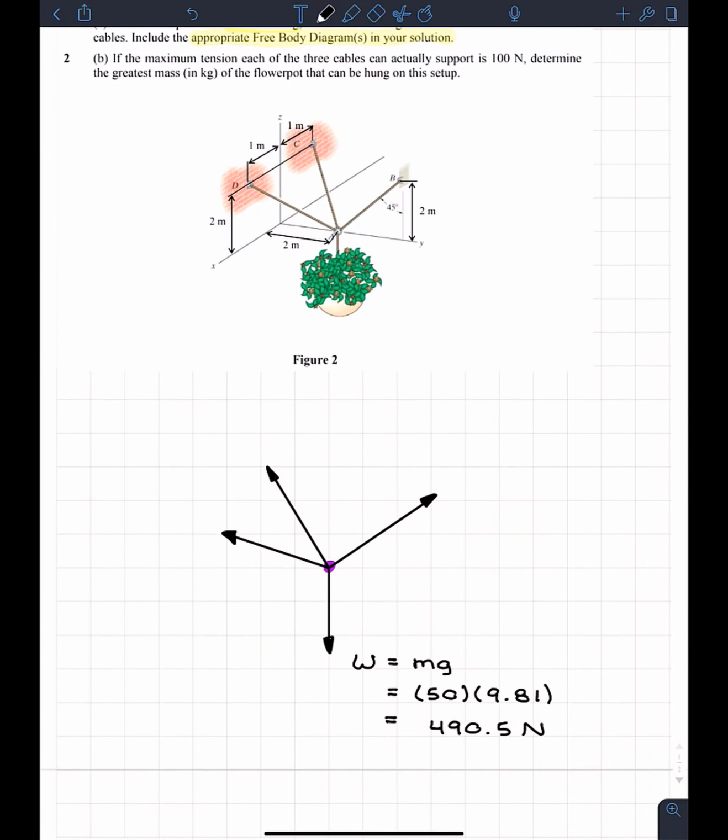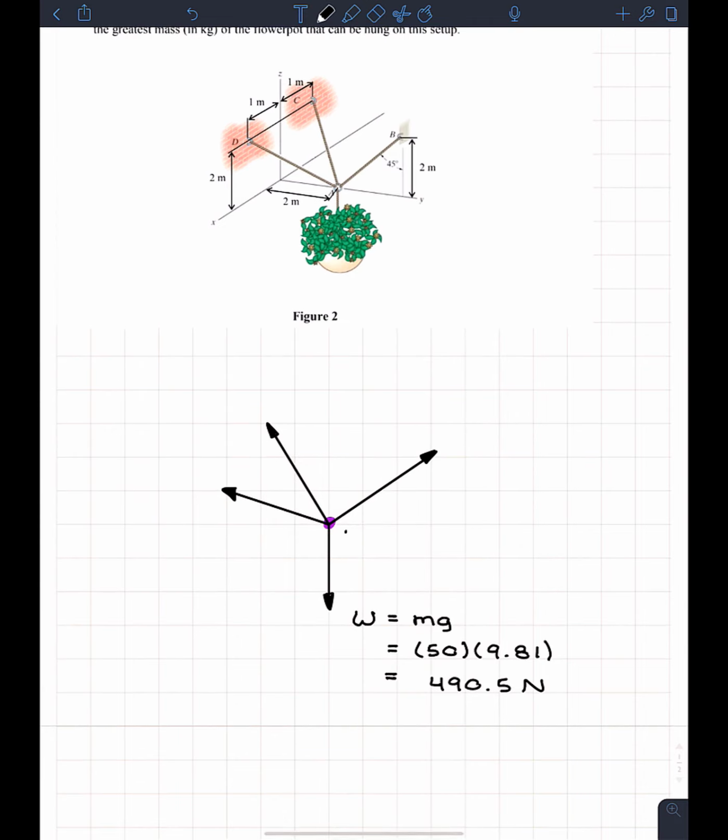So the next thing we've got to do is label all these unknown forces. So if this is point A and we're going on the right side, this right here I'm going to put as F_AB, and it goes to point B. And kind of moving along counterclockwise, at the top here we'll have F_AC, and then at the side we have F_AD.